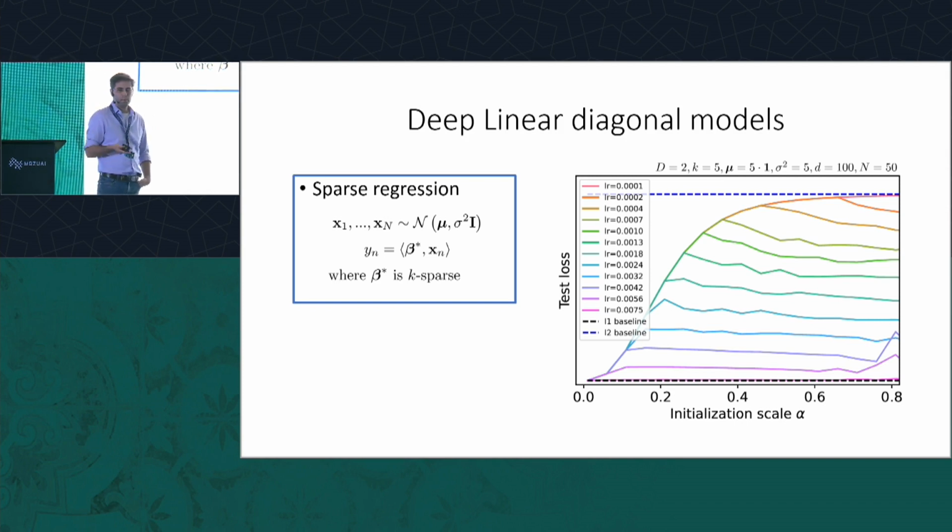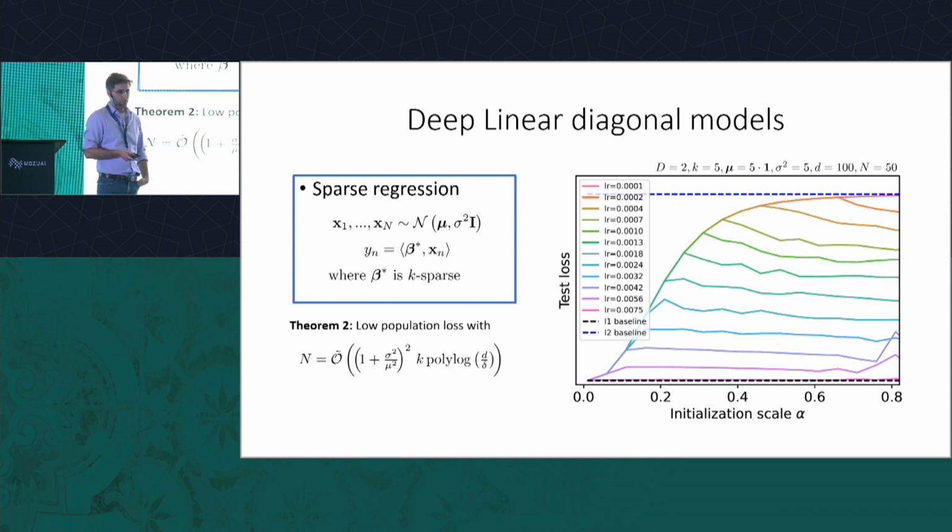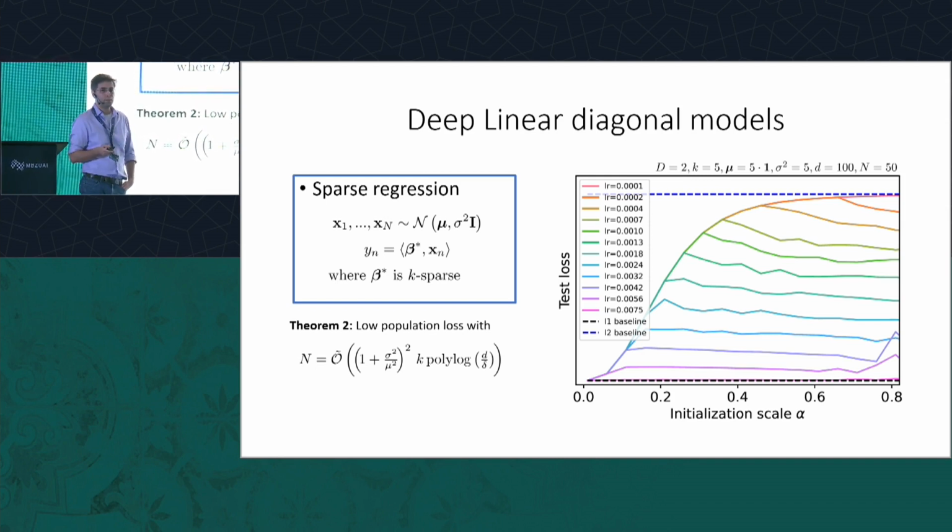We have this good behavior in terms of recovering good solutions for generalization, and we can prove that we get a generalization behavior similar to what we'd expect, with k polylog d over delta, and there's a constant which depends on the ratio between the variance and the mean of the data. So if the mean is 0, you don't get improved generalization. This depends on the mean of the data, which we didn't expect.